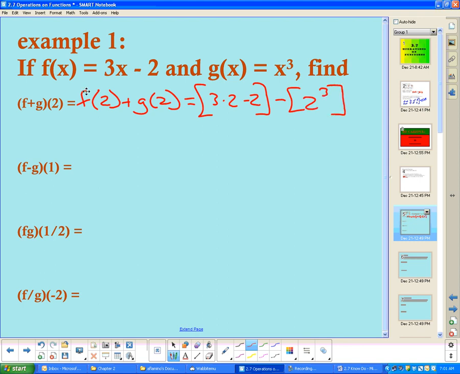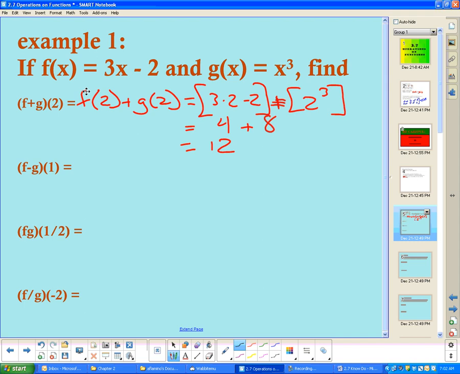And you'll note that I grouped them together because I want to make sure that I do not have any sign errors. My first set of brackets will be 6 minus 2, which is 4, plus 2 cubed, which is 8, and I get 12. So f plus g of 2 equals 12. What I just did there was the first bulleted item from your list of things to know, which was be able to evaluate operations on functions with a specific value. I had a specific value, x equals 2. And I'll go through and do the same for subtraction, multiplication, and division.